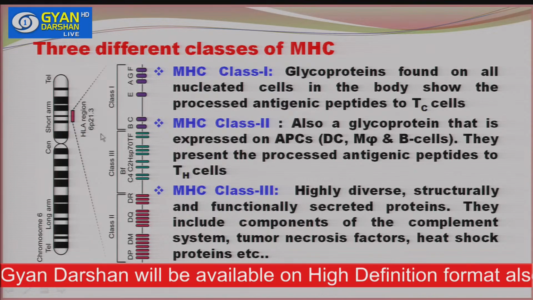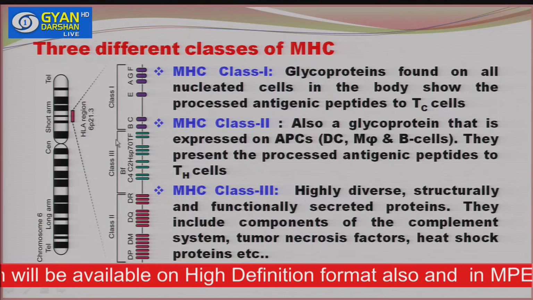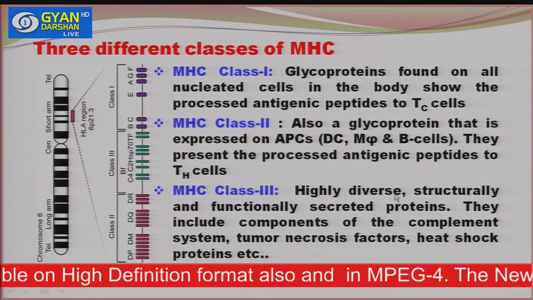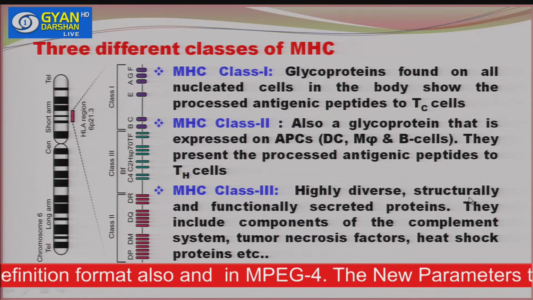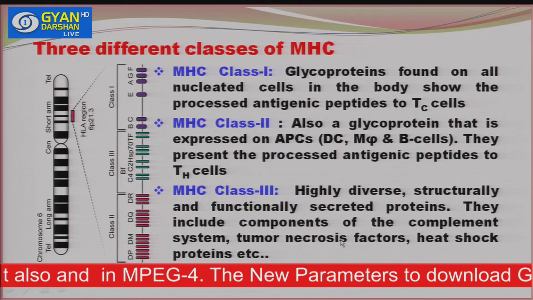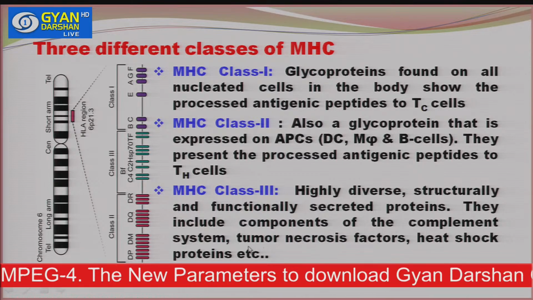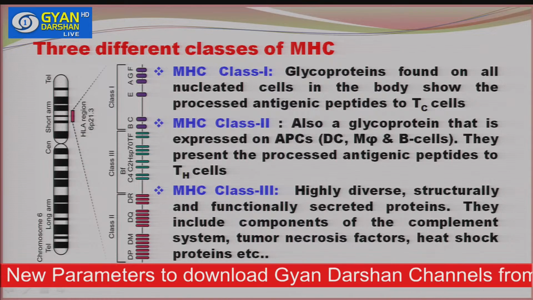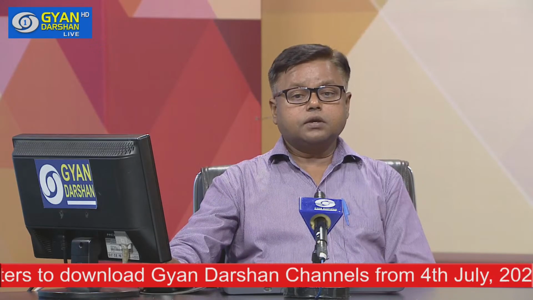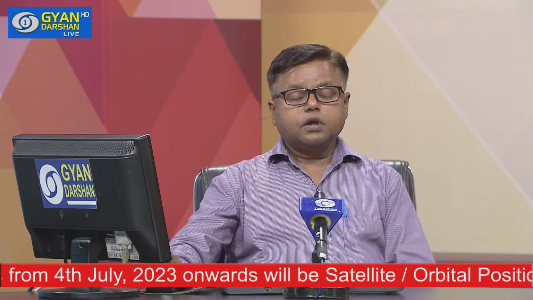The third one is encoded by certain genes known as MHC class III, and it is highly diverse, structurally and functionally, with secreted proteins. They include components of the complement system, tumor necrosis factor, and heat shock proteins. So these are the three types of MHC molecules: MHC class I, MHC class II, and MHC class III. They are involved in the processing and presentation of antigens. They recognize self or non-self antigens inside the body.